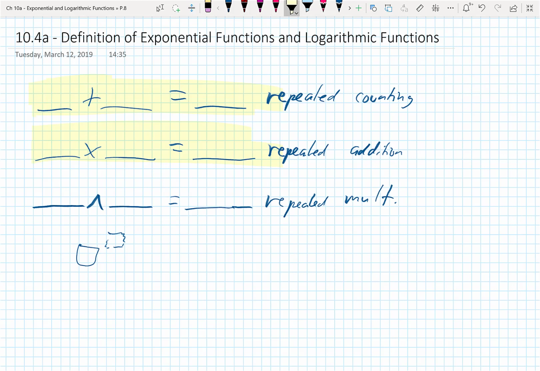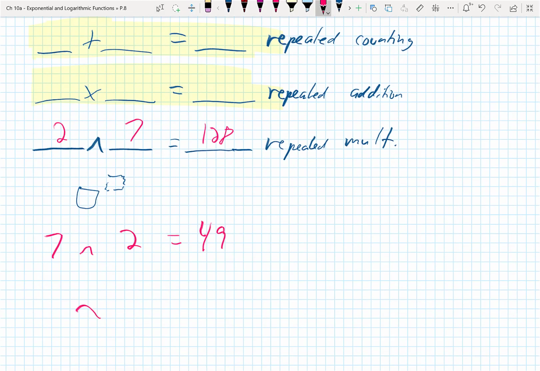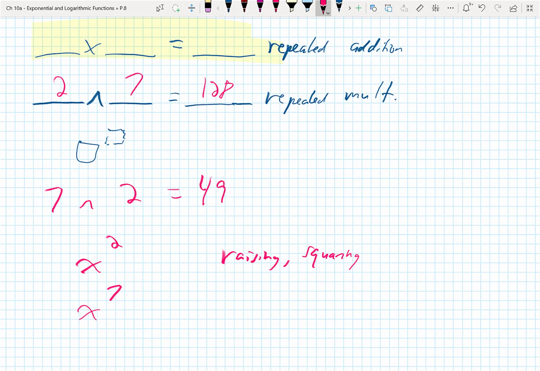2 plus 7 is the same as 7 plus 2. 2 times 7 is the same as 7 times 2. But 2 to the 7th power is 128, whereas 7 to the 2nd power is 49. These are not the same thing. Which means that this operation, x to the 2nd power, we call that raising, or specifically squaring. But when I do x to the 7th, I don't call it seventhing. I don't have a special name for it. We just call it raising to the 7th.